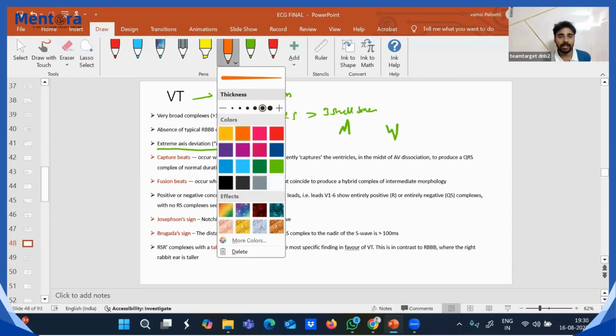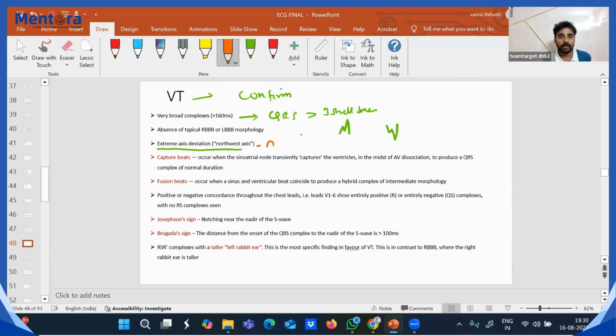You see only AVR. If AVR is positive, that is considered a northwest axis. Simple. Don't unnecessarily complicate your life. So usually the heart lies in the left axis. In ventricular tachycardia, the heart comes into the northwest axis.